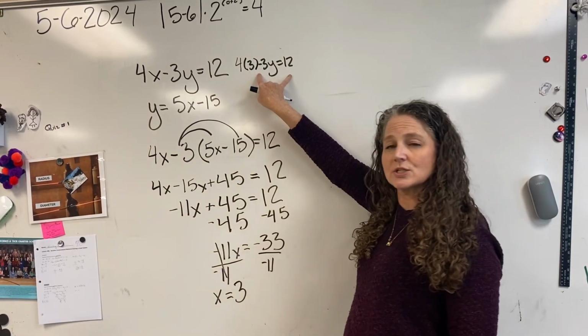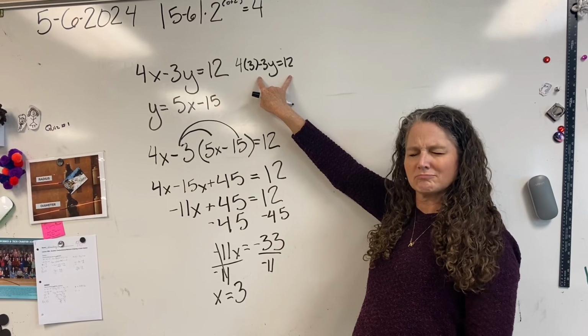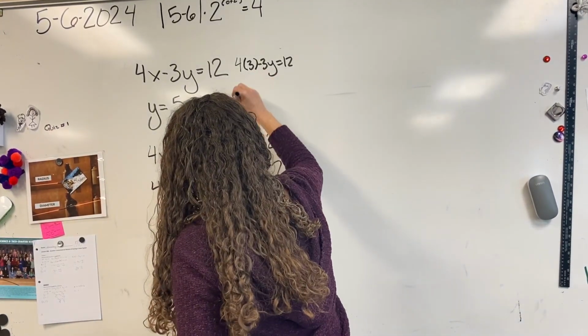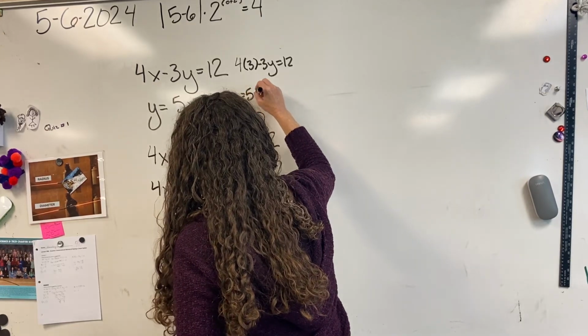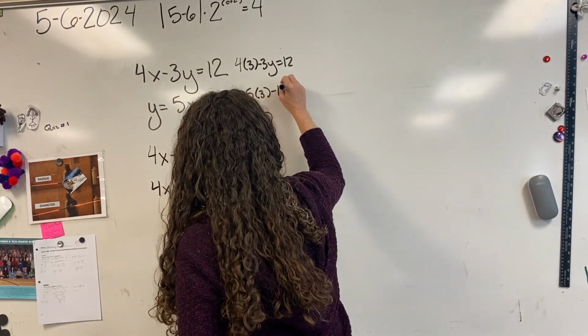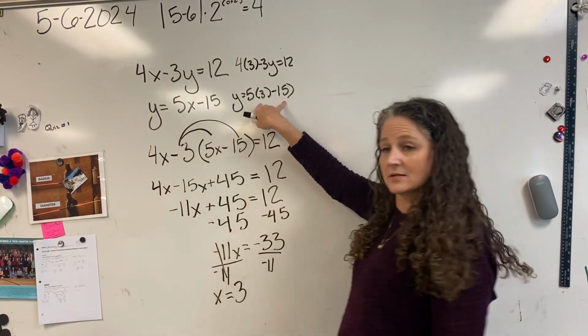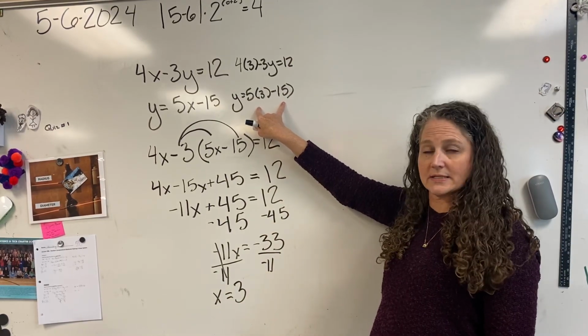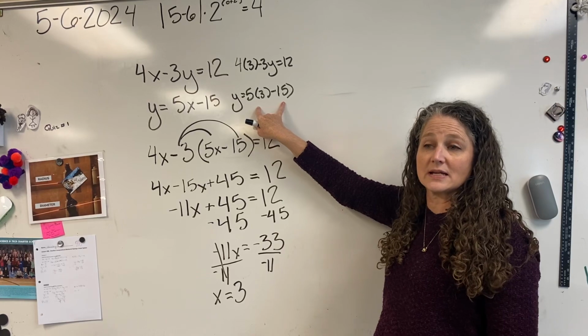Double-step linear equation. Can we do double-step linear equations? Sure we can. But look at this. Or we could have y equals 5 times 3 minus 15. What's this? 0. It's just arithmetic, and it's 0.